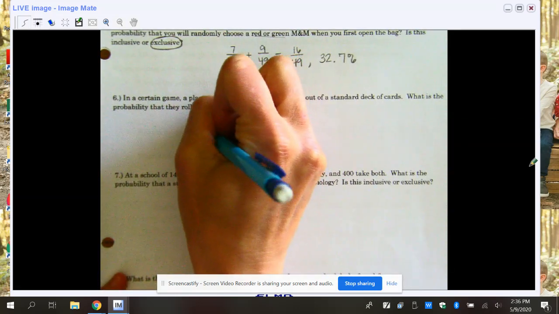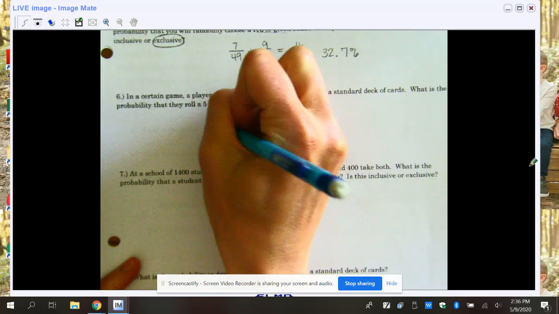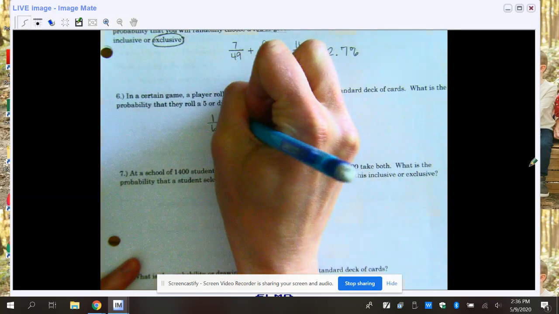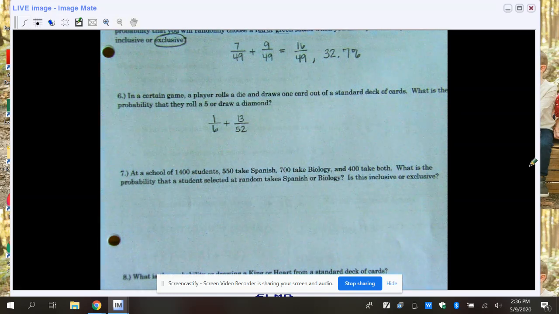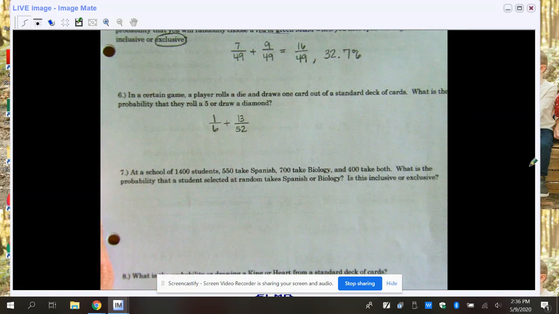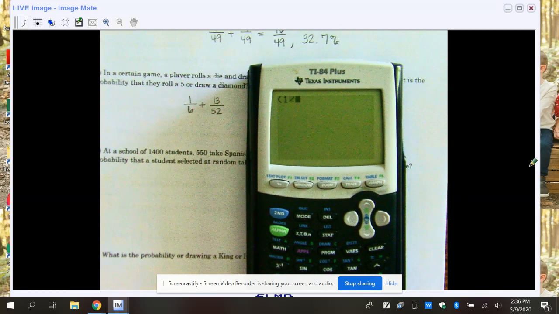There's a 1 in 6 chance that I roll a 5. There is a 13 in 52 chance that I draw a diamond. Well, we have to add these fractions together. So one way you can do it is kind of the long way, or just type it in, right? 1/6 plus 13 out of 52.